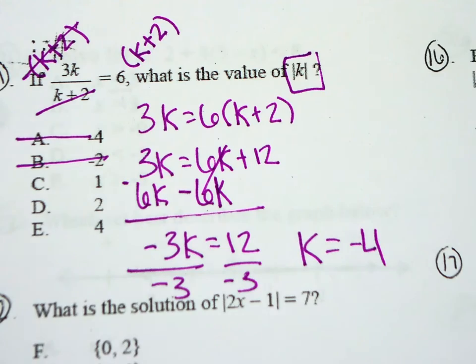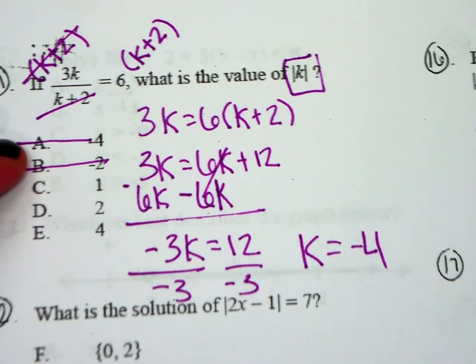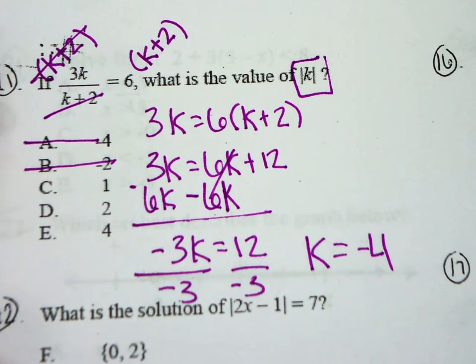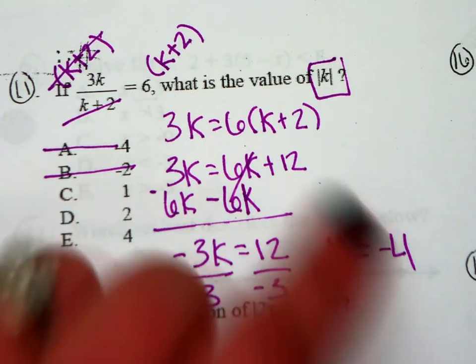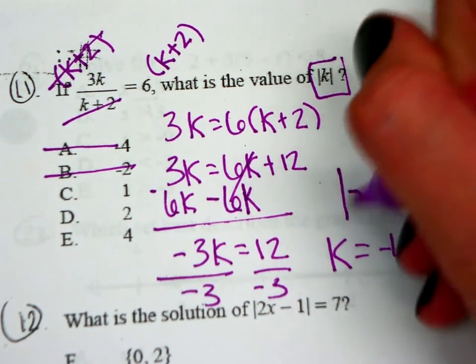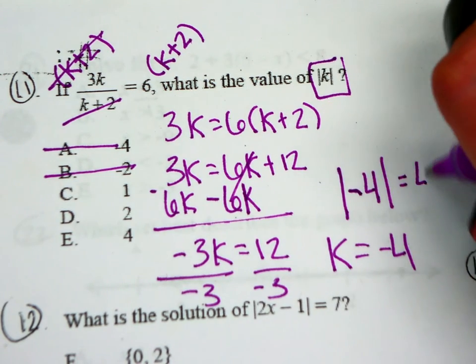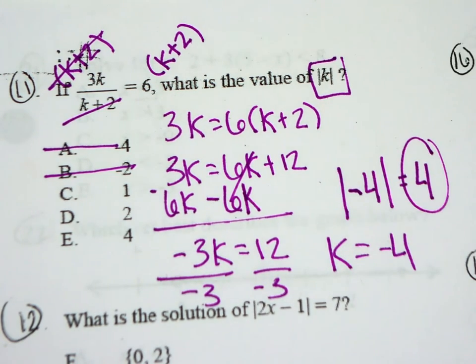Now, again, notice how negative 4 is listed first. If you don't read the question, you're going to pick the first answer, which is not good. We want the absolute value of k, meaning I need to take the absolute value of a negative number, which is always positive. So k, the absolute value of k, is 4, not negative 4, which is listed first. They like to put wrong answers first, so you get excited and you pick it, okay?